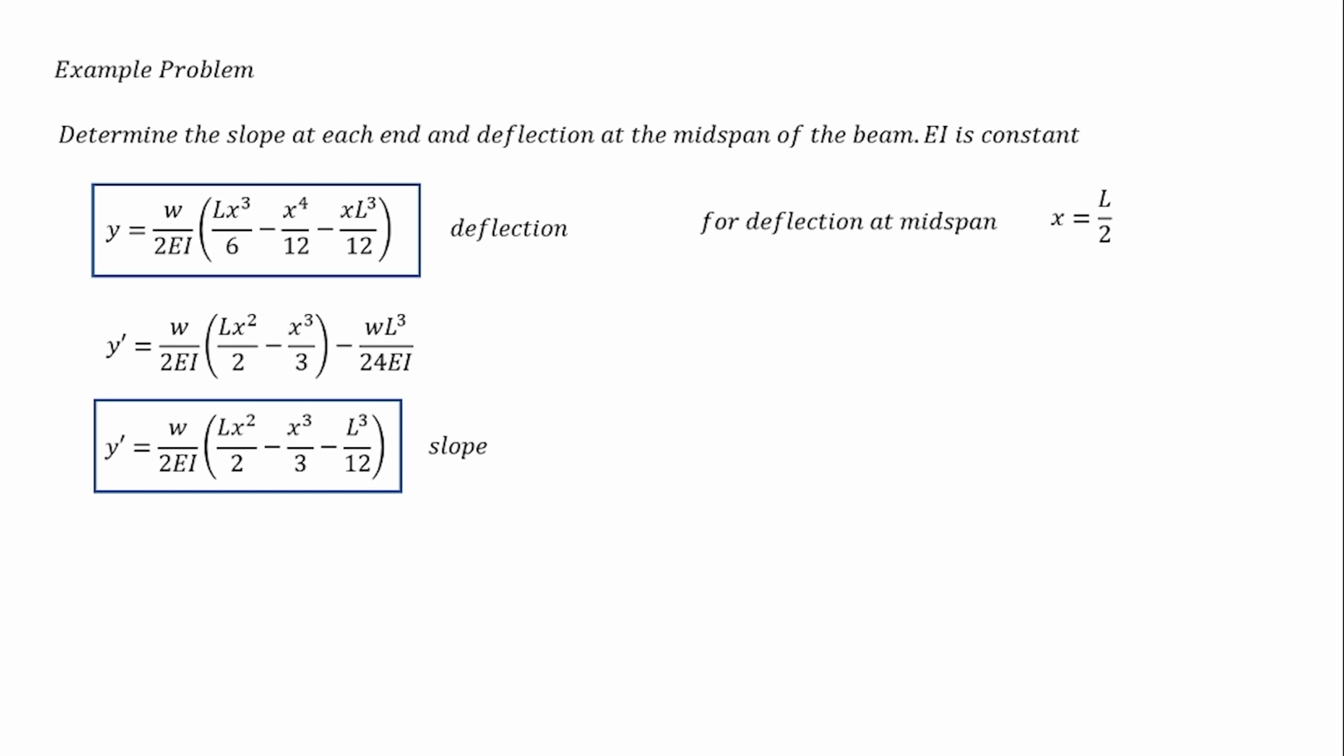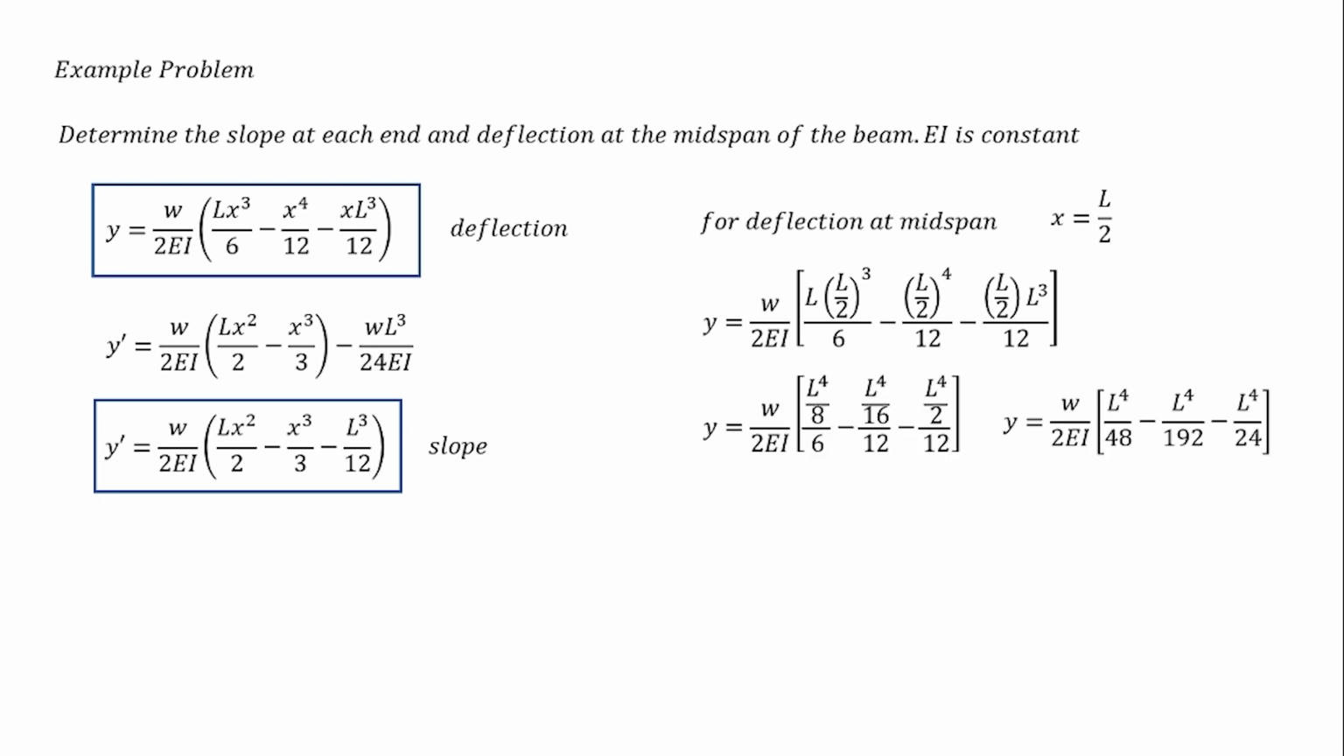After we solve the slope at each end, we will now solve the deflection at the midspan. For the midspan, of course, our value for x is L over 2, because our length is L, so half of that at midspan is L over 2. Substitute this value in the equation for our deflection. So substituting this value, we can simplify this equation to this, and to this. So we have y equal to w over 2EI, open parenthesis, negative 5L raised to 4 all over 192. Or we can say that y is equal to negative 5wL raised to 4 all over 384EI.